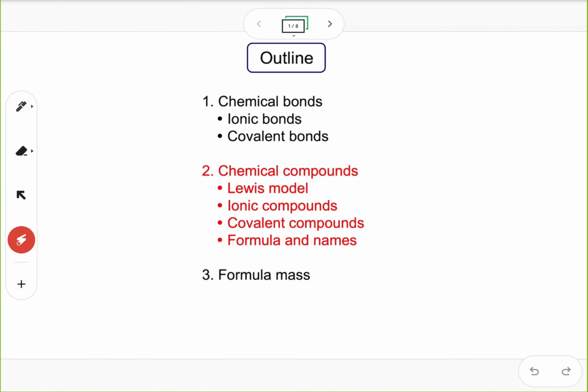Everybody, in this video we're going to discuss topic number 2 in chapter 4, chemical compounds. We'll first learn how we use dots to represent the valence electrons for elements, and then we'll discuss ionic and covalent compounds, how we name them, and how we come up with the formulas of those compounds.